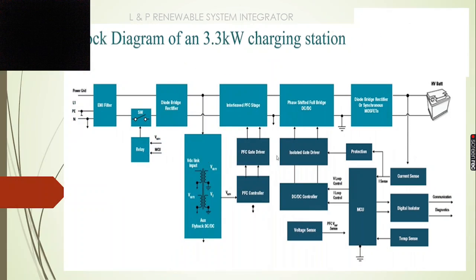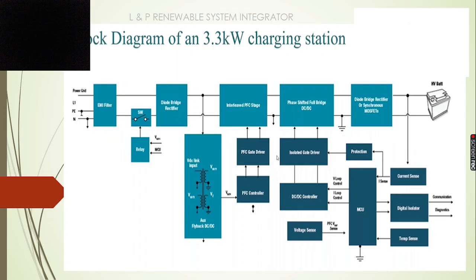So this is the block diagram of a 3.3 kilowatt charging station. As you can see, we have an EMI filter for the AC power coming from the line and neutral, and we have a relay for protection, and we also have the diode bridge rectifiers. From there it goes to the auxiliary flyback DC to DC. From there it moves to the power factor correction stage, and we also have a full bridge DC to DC converter, and a diode bridge rectifier which is made up of MOSFETs.